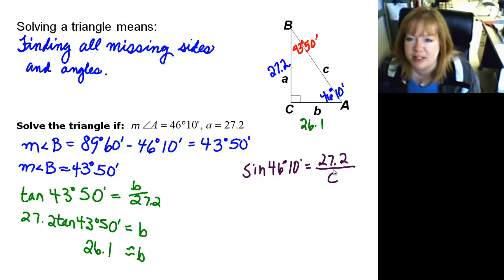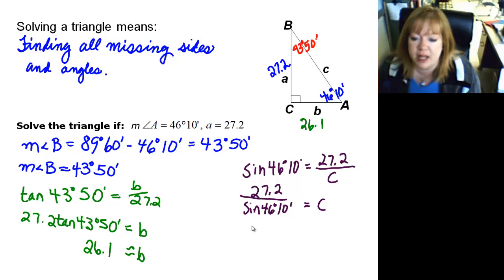Sine of 46°10' equals 27.2 over c. And then remember, the shortcut is that the sine of 46°10' and the c can change position. But if you take it the long way, you multiply both sides by c, and then you divide by the sine of 46 degrees 10 minutes, and so on. So we end up with approximately 37.7. You know how to do that.